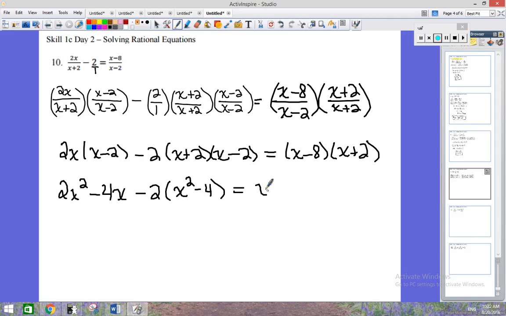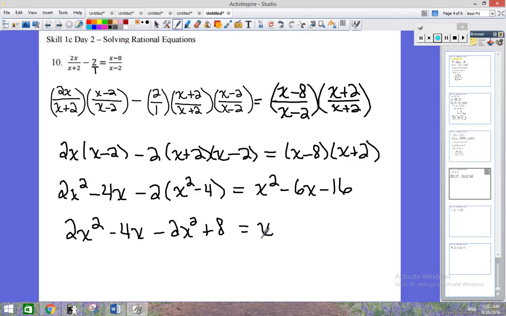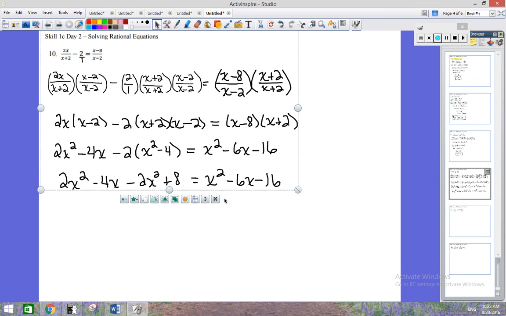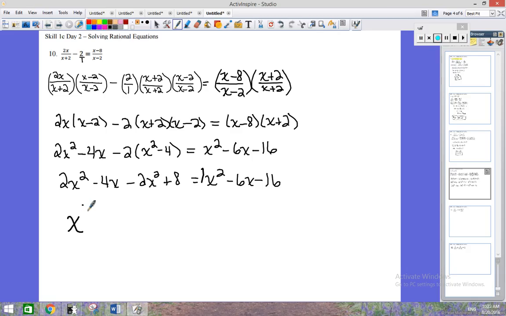Now over here I have x squared minus 6x minus 16. Alright, now 2x squared minus 4x minus 2x squared plus 8. It's a quadratic equation, and I'm trying to get 0 on one of these sides. So I'm going to get 0 on the right-hand side. Let's put a 1 in front of there. By taking 1x squared away from each side, I'll have just a 1x squared there.